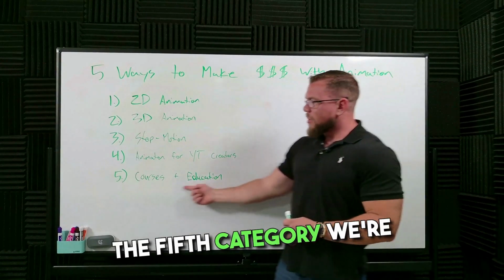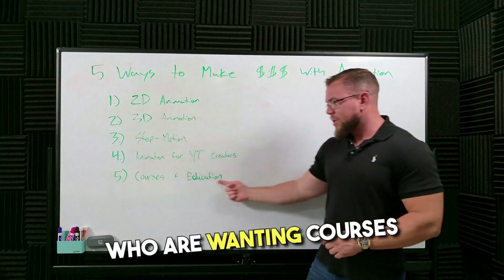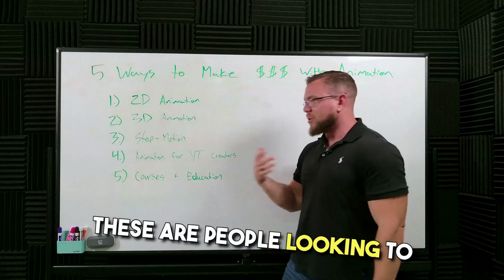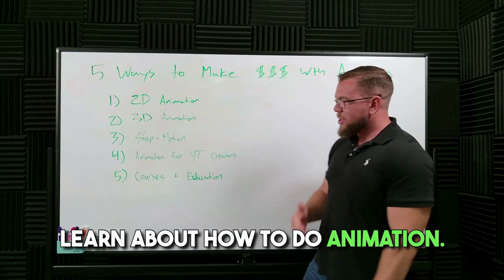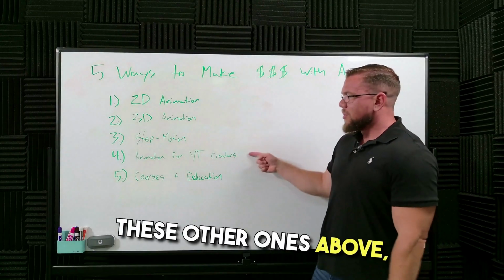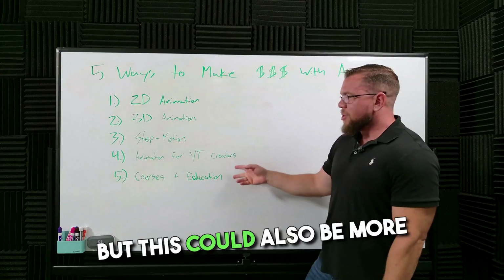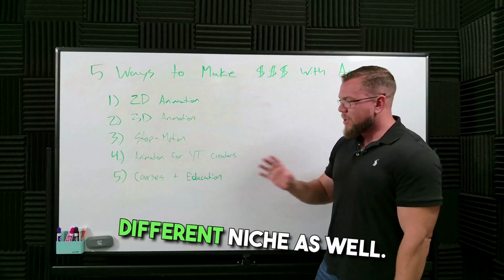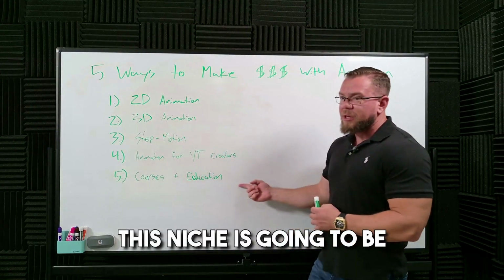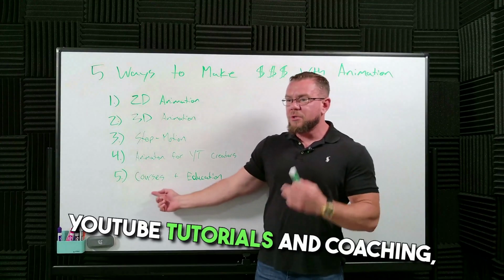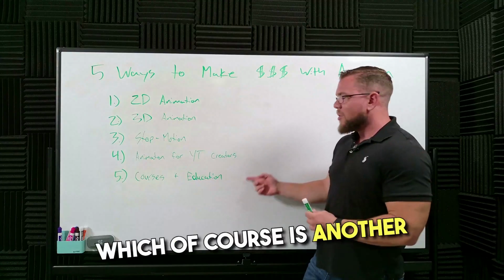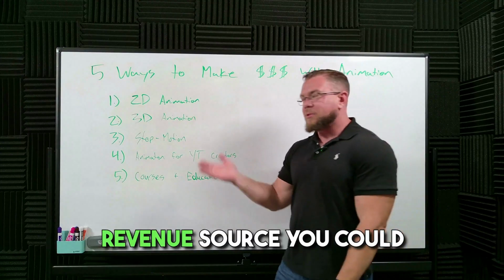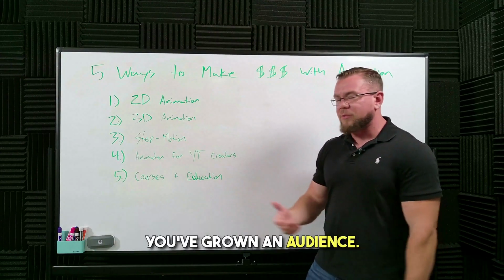Okay, so the fifth category we're going to talk about is people who are wanting courses and education. These are people looking to learn about how to do animation. This could apply to any of these other ones above, but this could also be more generalized or specific on a different niche as well. This niche is going to be looking for online courses, YouTube tutorials, and coaching, which of course is another revenue source you could generate down the road once you've grown an audience.